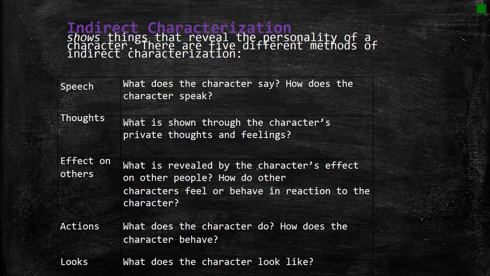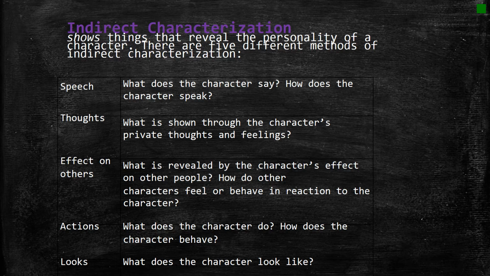Indirect characterization gets a little wonky. Here we go, but it's not too bad, so just follow me. It shows things that reveal the personality of a character. There are 5 different methods of indirect characterization, and they are: 1, speech. What does the character say? How does the character speak? 2, thoughts. What is shown through the character's private thoughts and feelings.